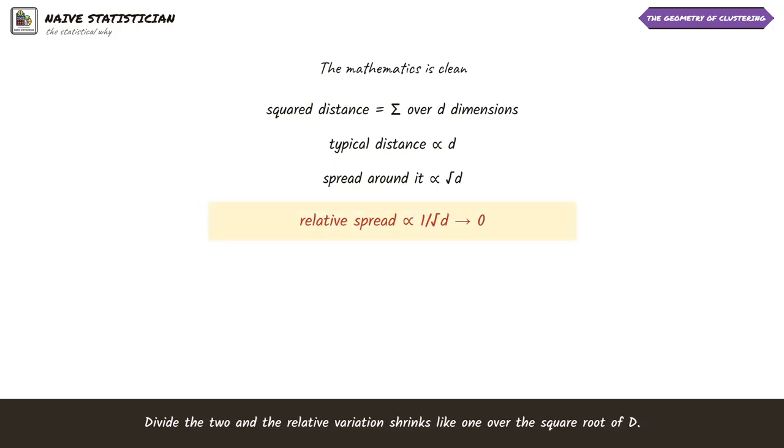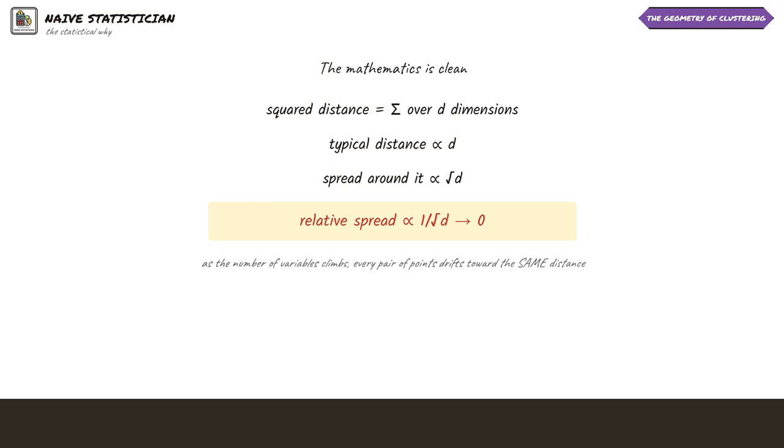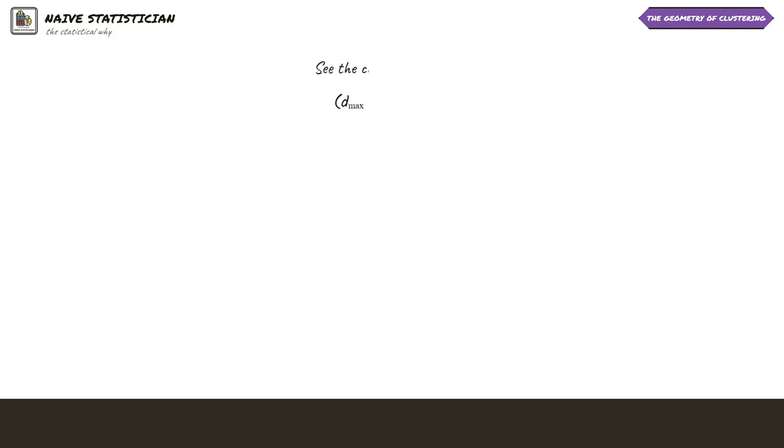Divide the two and the relative variation shrinks like 1 over the square root of d. In plain words, as the number of variables climbs, every pair of points drifts toward the same distance. The collapse is easy to see in numbers. For each point, compare its nearest neighbor with its farthest as a fraction of the nearest.